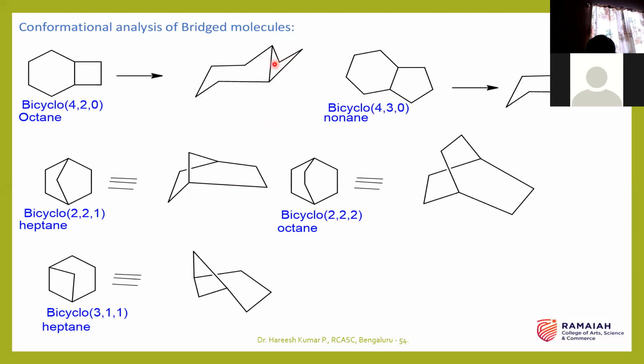Envelope form. This will be the more stable one. And similarly here you can observe a 6-membered ring and a 5-membered ring. So the 6-membered ring in chair form and the 5-membered ring in envelope form. So that is the conformation.